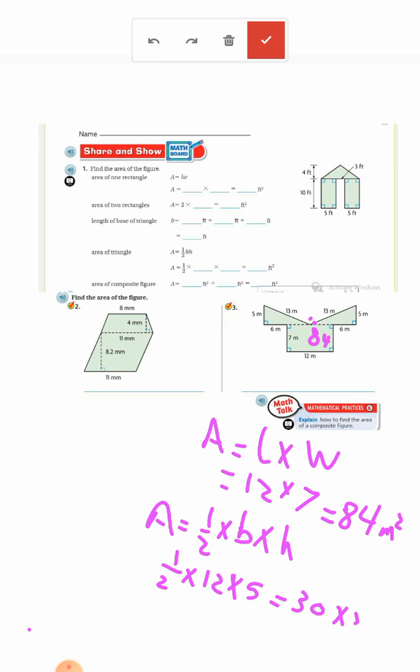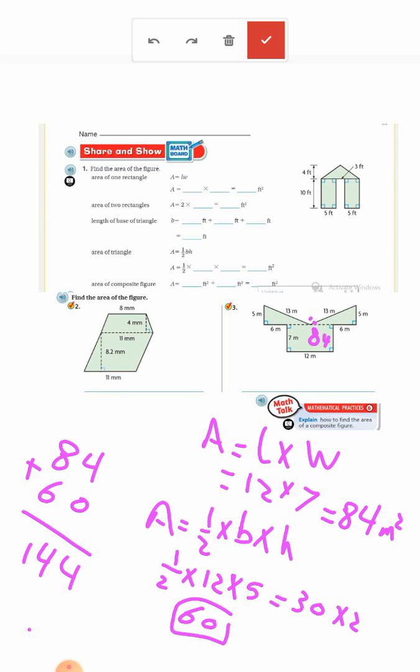We are going to multiply it by 2 because we have 2 triangles. It gives me 60. That's all? No. We are going to add them together. 84 plus 60, it gives me 144. So the whole area gives me 144. Thank you.